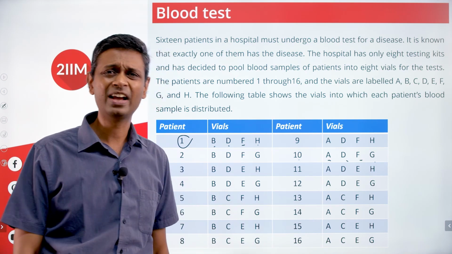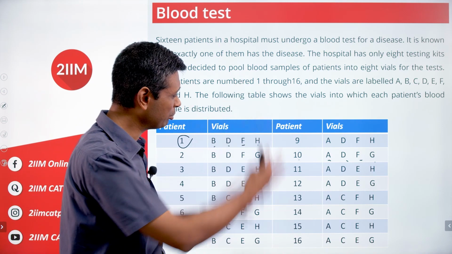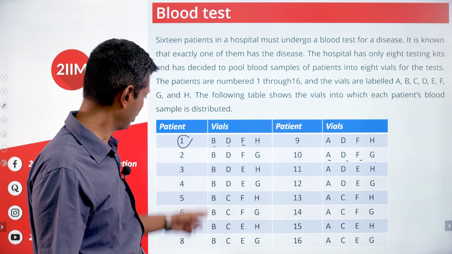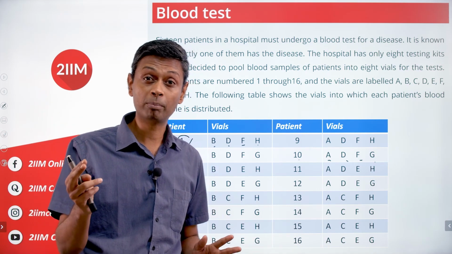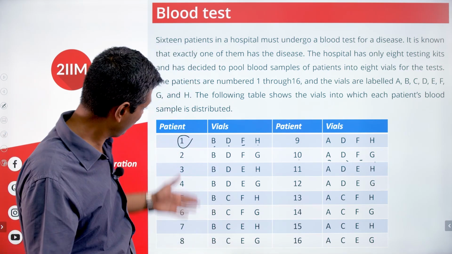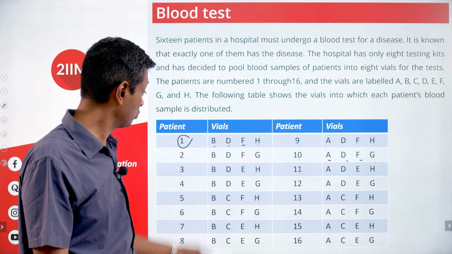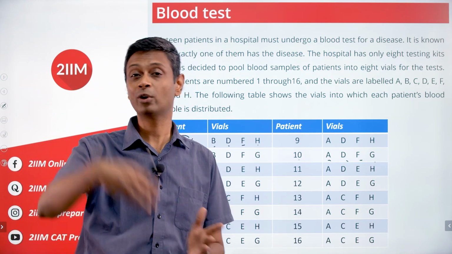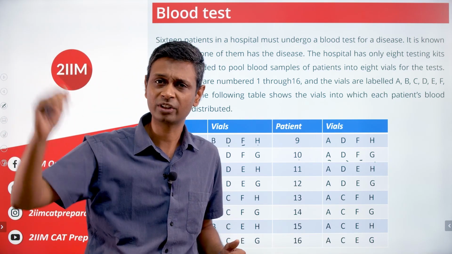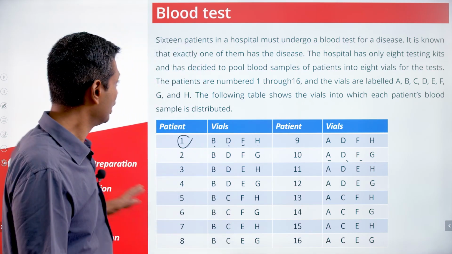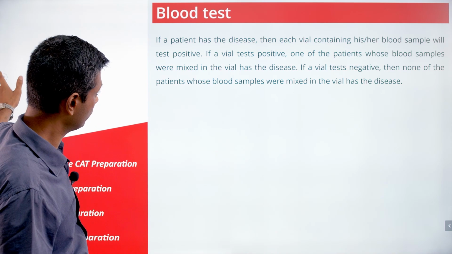What do I mean by that? If vial B tests negative, fine. That means anything with a B in it, we can remove. All of these have B, none of these patients have the disease. Straight away we can remove. Suppose vial B is positive, then 1 to 8, any patient could have it. While B is negative, we remove all of these. So any patient whose blood has gone into vial B does not have the disease. Straight away, we can eliminate that. Right? So, interesting. Let's look at the questions from now on.